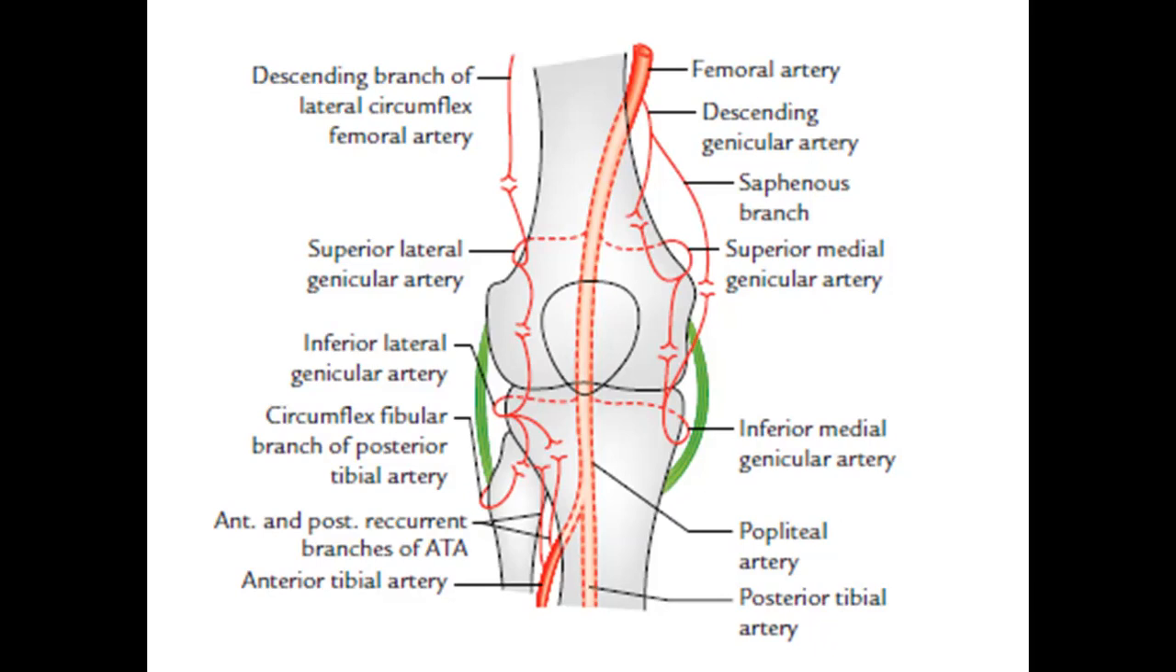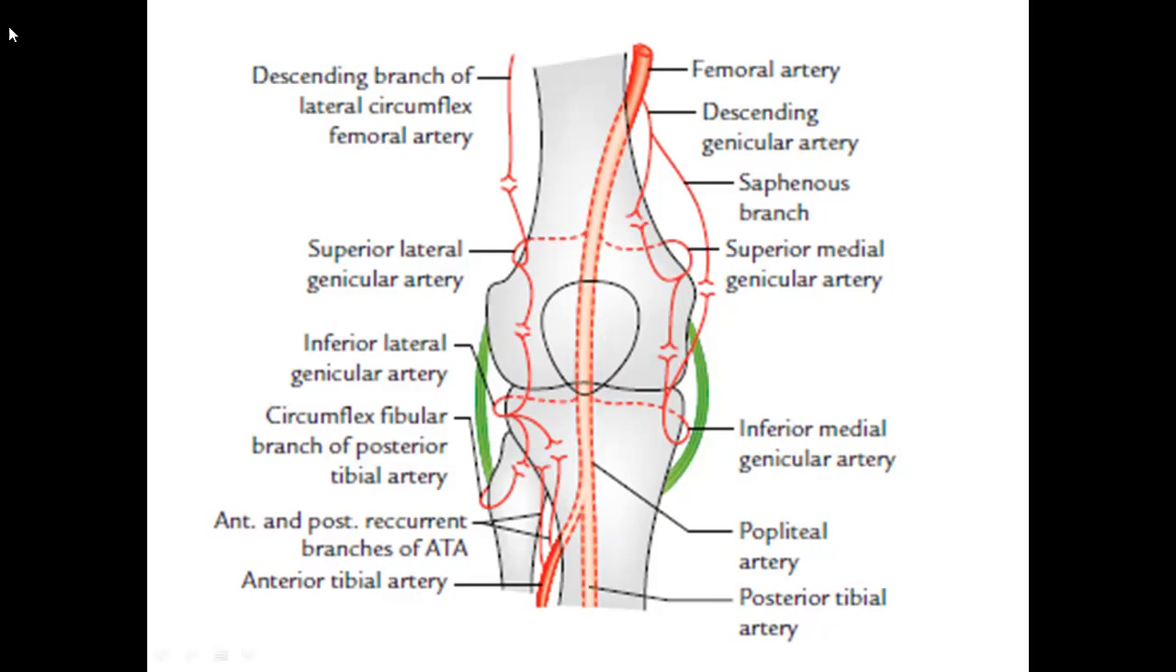This genicular anastomosis is formed at the knee joint by the branches of the popliteal, the anterior and posterior tibial, the femoral, and the profunda femoris artery. What are the different branches that take part in the anastomosis around the knee joint? We'll be looking at it.